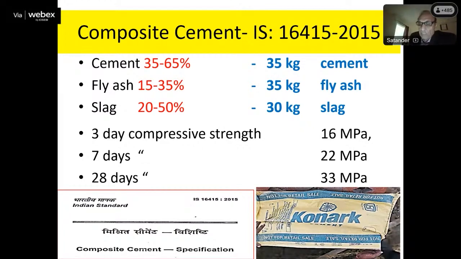IS 16415. Any cement bag with blue marking means slag cement, red marking means fly ash cement, black marking means pure OPC cement. Please refer to the color and the week number also. The time is also given. Any cement more than 3 months old is rejected.